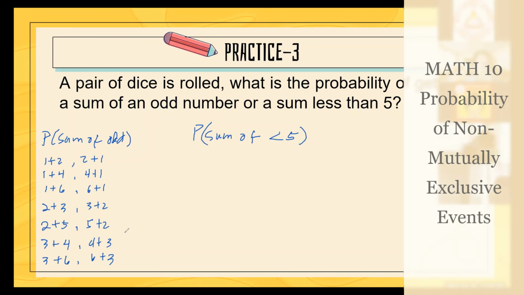Okay, nalist ko na ba lahat for sum of odd numbers? So patience is important here. It's a matter of listing. Nalist ko na lahat ba ng odd numbers? Sige, balikan ko siya. Sum of less than 5. Okay, 1 plus 2.